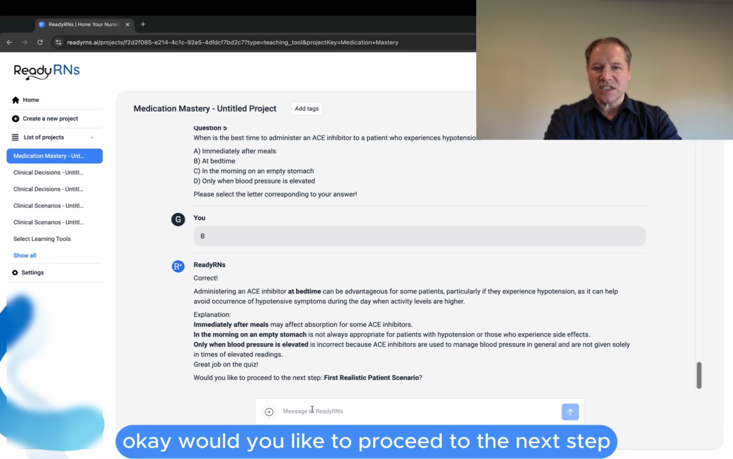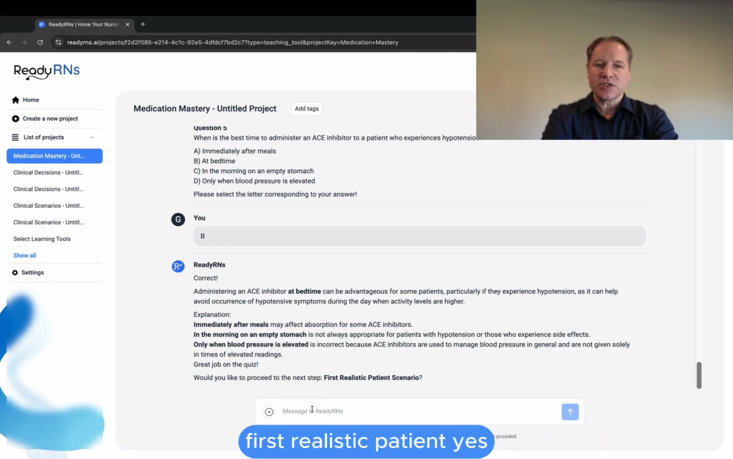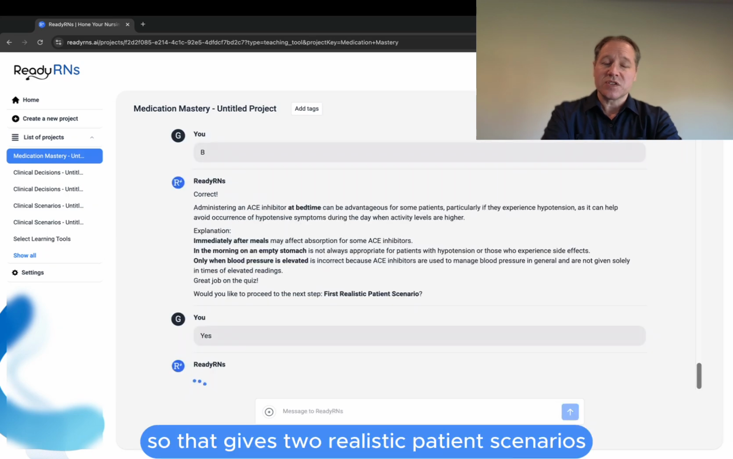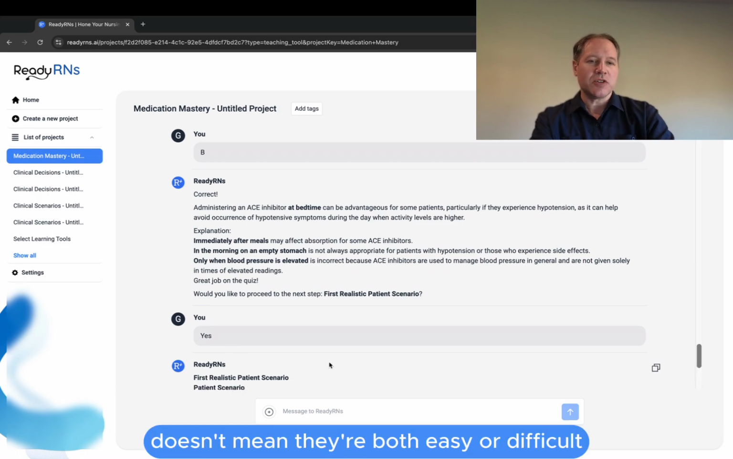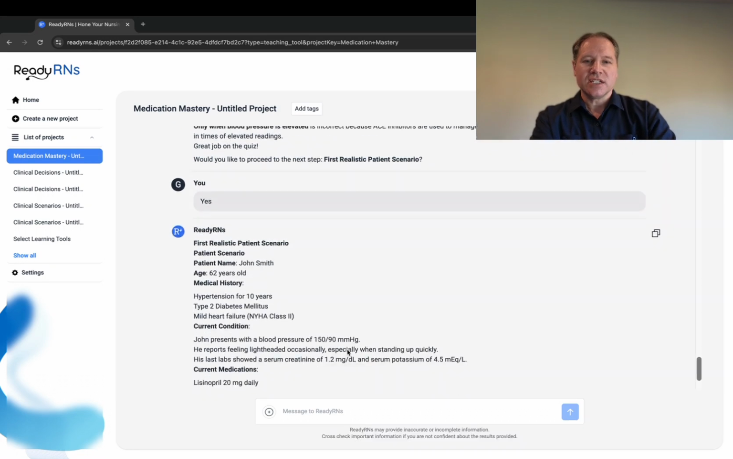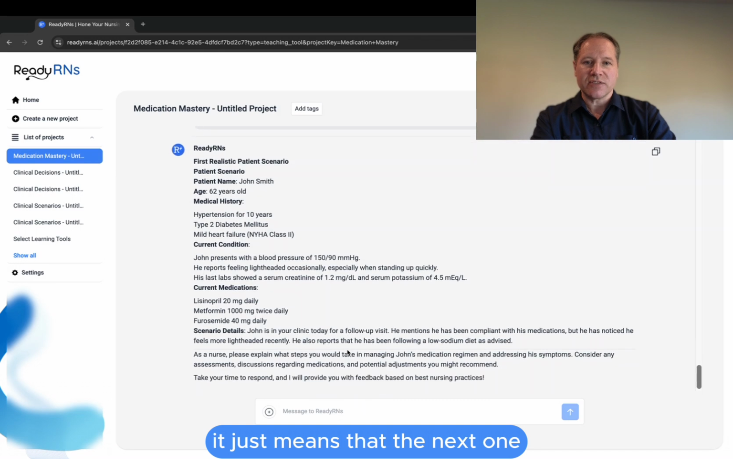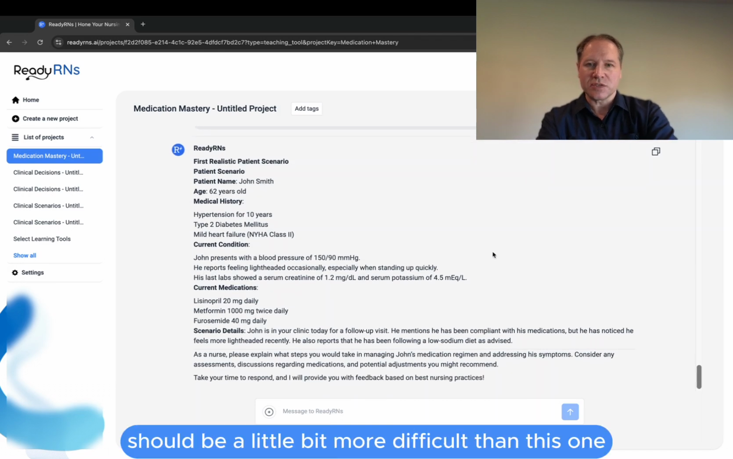Okay, would you like to proceed to the next step? First realistic patient, yes. So now it gives two realistic patient scenarios. The first one is easier than the second one. Doesn't mean they're both easy or difficult. It just means that the next one after this should be a little bit more difficult than this one.